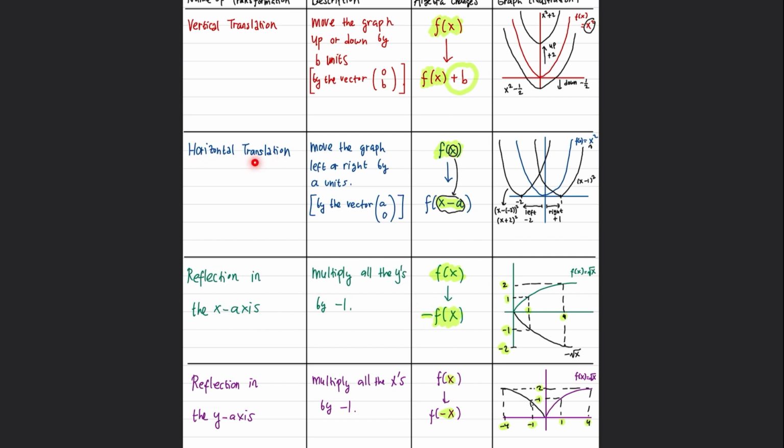But horizontal translation, or reflection in the y-axis, or we can say horizontal reflection, we replace the x, not the f(x). So x becomes x minus a, and f(x) becomes f(-x).